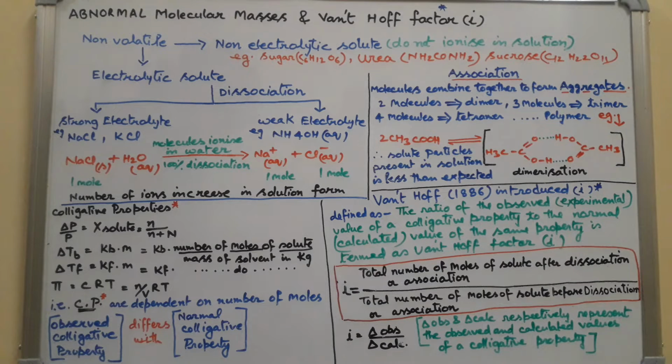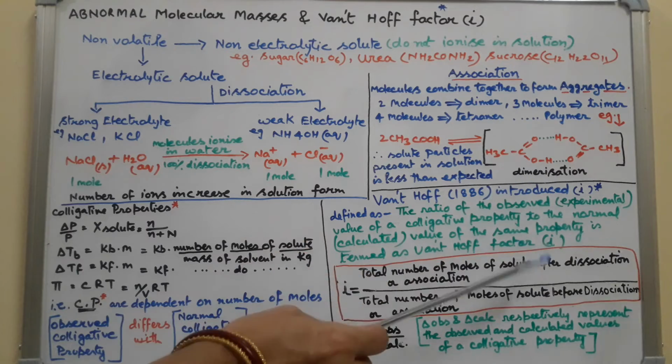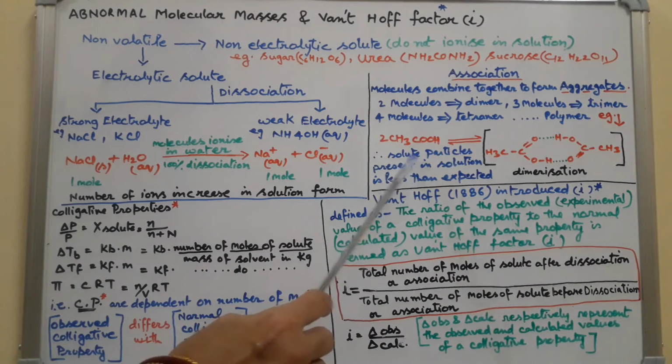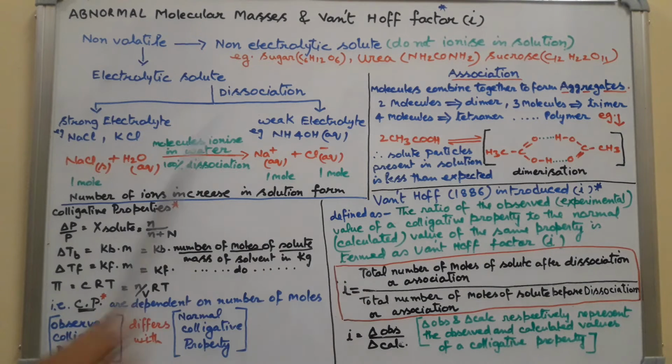Now what does it mean actually? How are we concerned with this dimerization in this chapter with the Van 't Hoff factor? See what happens here. The solute particles present in the solution are less than expected.